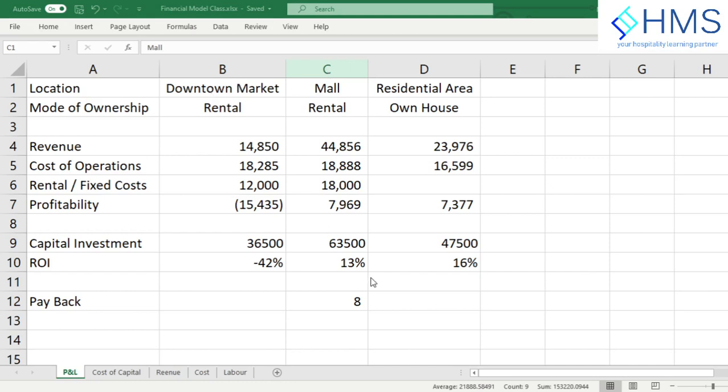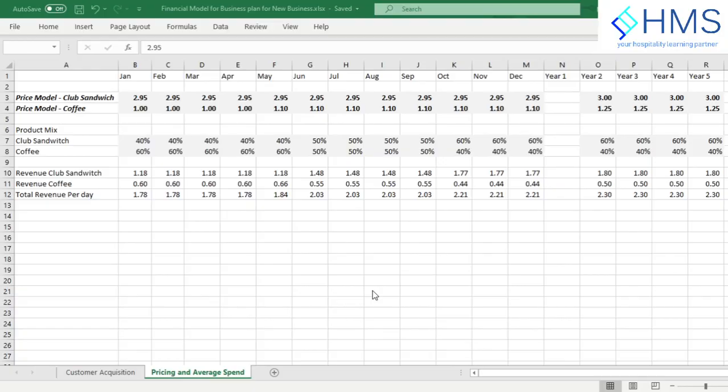So here, I have started to create a model. Now you can see I have used the same basis as what we discussed in the previous module. We took the same things as we created in our previous module. The price of the club sandwich we started with 295, coffee 195, and product mix we set 40/60 in the first month. Now here we have changed the slide. I will explain how we have done it. And then we calculated the average spending per day by the customers.